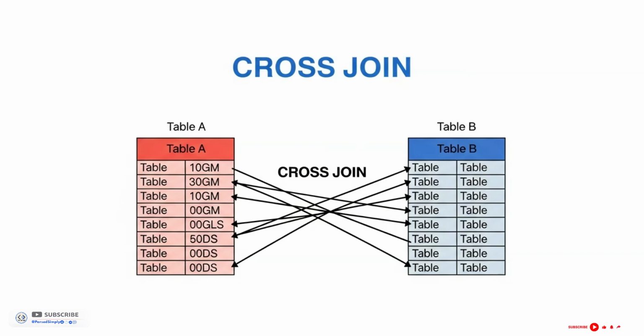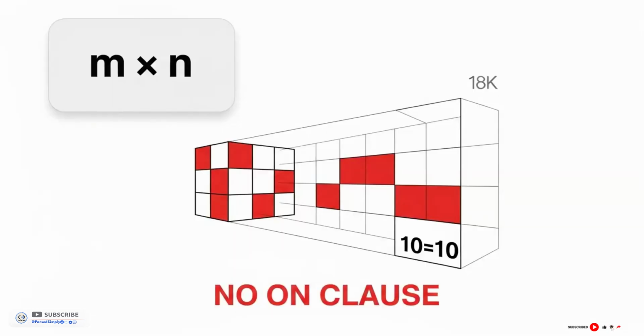every row from the first table is paired with every row from the second table. Because it creates every possible combination, no join condition is required. If table A has 10 rows and table B has 10 rows, the resulting cross join will always contain exactly 100 rows.